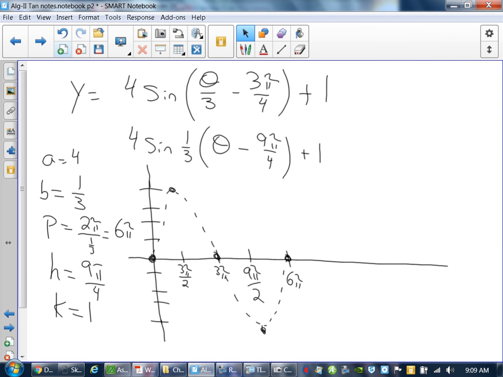And now, when you get these really weird phase shifts, it's going to be a lot easier to list ordered pairs. It takes an extra second or two to do it, but whatever.